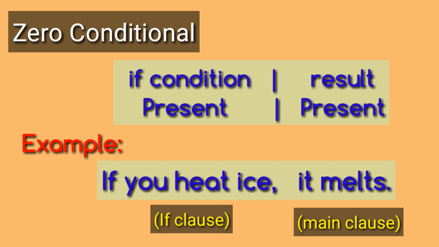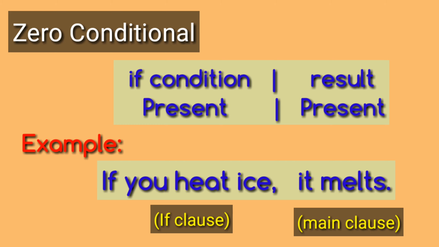So as I said, if condition first and then followed by the result. And then remember that in the if condition, the verb should be in the present, and in the result, the verb should also be in the present form. Okay, in our example, if you hit ice, that is the if clause, that's the condition. It melts, that's the main clause, and that's the result. What will happen if you hit ice? Of course, the result is it melts.